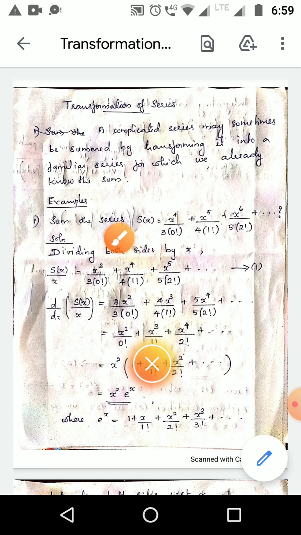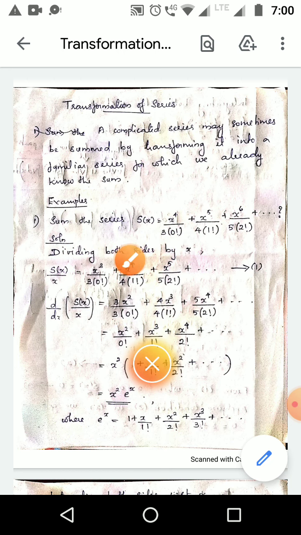sum the series s of x is equal to x raised to 4 by 3 into 0 factorial plus x raised to 5 by 4 into 1 factorial plus x raised to 6 by 5 into 2 factorial plus etc. This series is not a familiar series for us and we don't know which method to proceed with. So look at this.